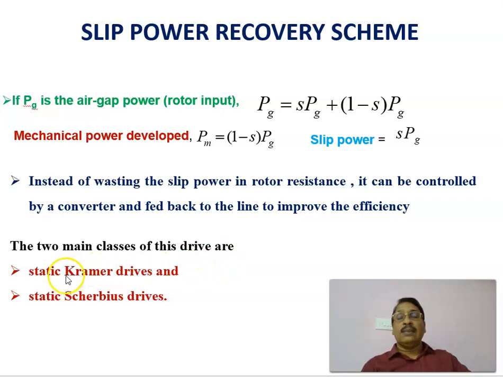One is called the static Kramer drive system, and the other is called the static Scherbius drive system. The static Kramer drive system, which I already explained in another presentation, can be used to control the speed of slip ring induction motor below its synchronous speed. And the static Scherbius drive system can be used to control the speed of slip ring induction motor below and above synchronous speed, or subsynchronous and supersynchronous speeds.